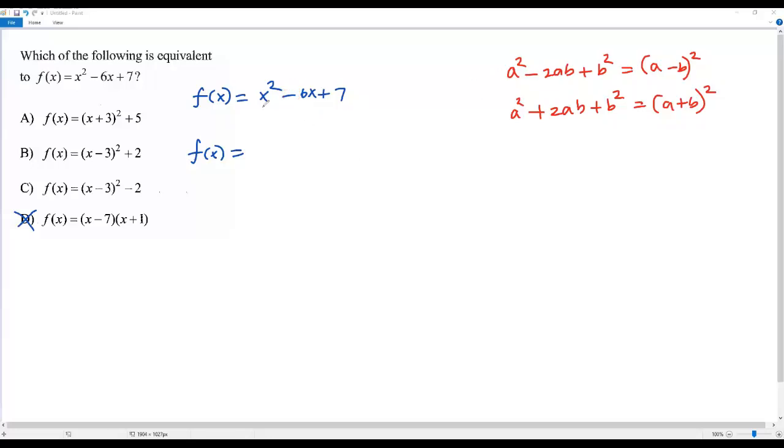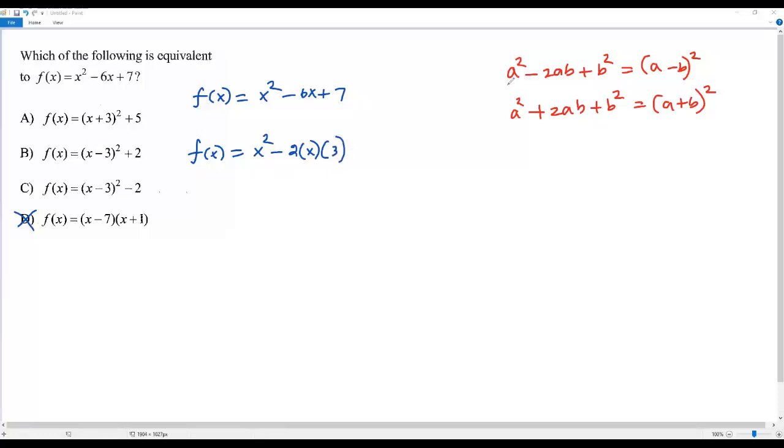So I have to write a trinomial in this form in our function. For a², we have x². But we have to write the x term in the form of -2ab. So x² - 2 times x times what number, so that this product equals 6x? It's very simple, that is 3.